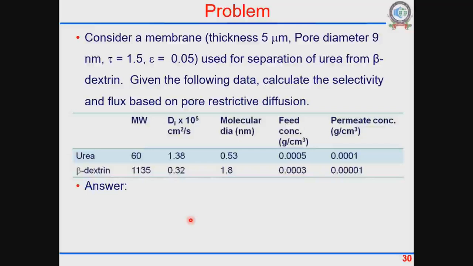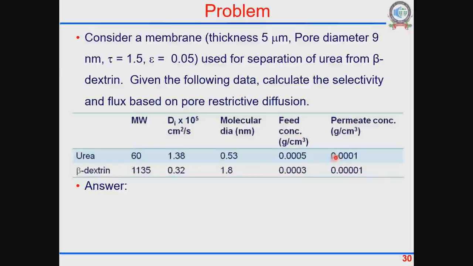So here is a small problem. Consider a membrane with a thickness of 5 microns, pore diameter of 9 nanometers, tortuosity of 1.5, and porosity of 0.05. This membrane is used for separation of urea from beta dextrin, a typical case like dialysis. Assume that the urea molecular weight is 60 and beta dextrin is 1135. Obviously, the smaller the solute size, the more the bulk diffusivity; beta dextrin has less bulk diffusivity. This is the bulk diffusivity. Molecular diameter can be calculated, you can calculate it for yourself, but I am just giving you the value right now.